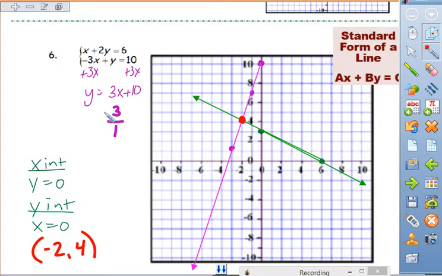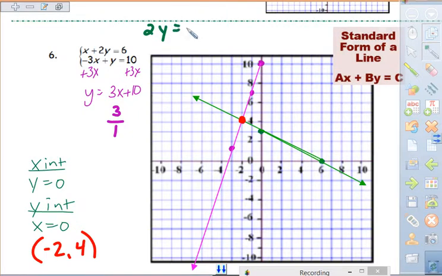Going back up to this top equation, if you didn't want to do standard form with that, what you could do is just solve this for y. So my first move would be to have 2y equals negative x plus 6, where we would subtract the x, and then we would divide by 2, and we get negative 1/2 x plus 3. So notice we're starting at 3, and we're going down 1, forward 2, down 1, forward 2, down 1, forward 2, or up 1, back 2, and that's where our intersection point is.